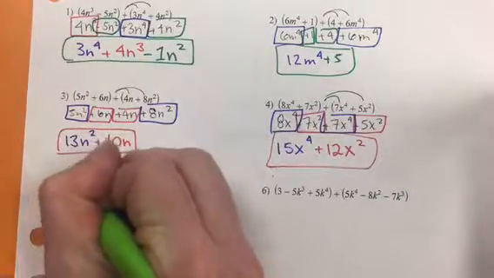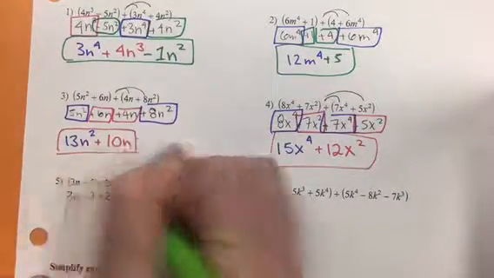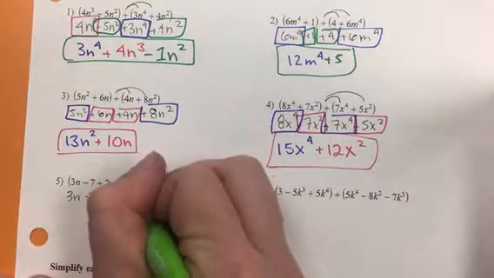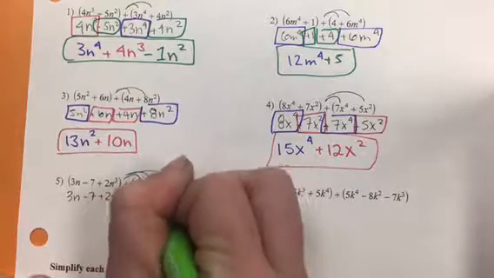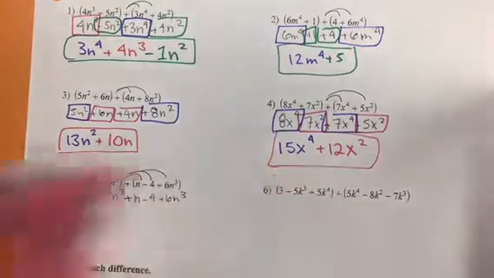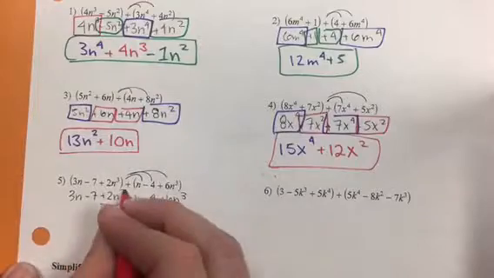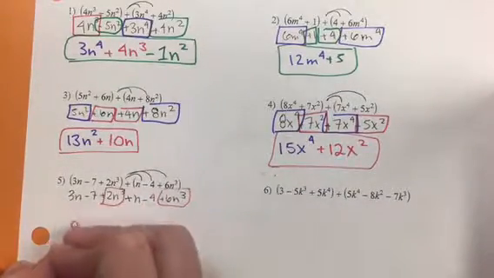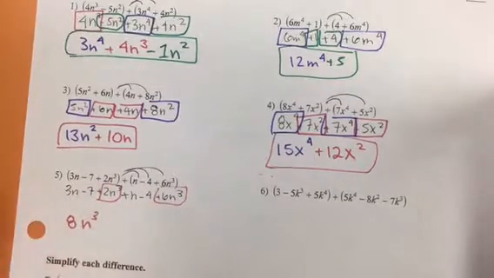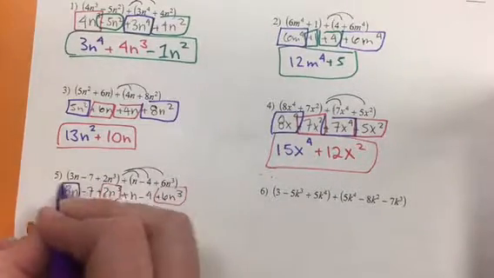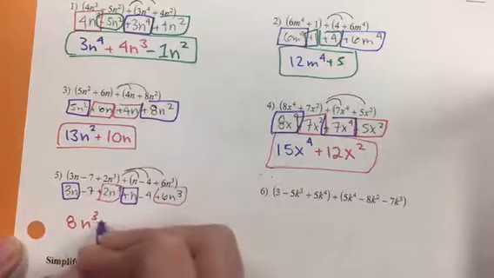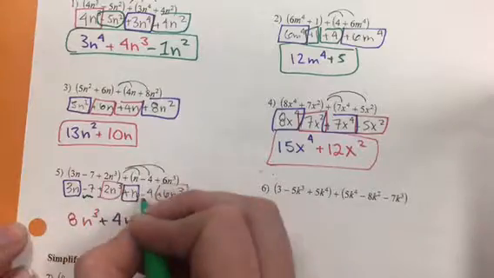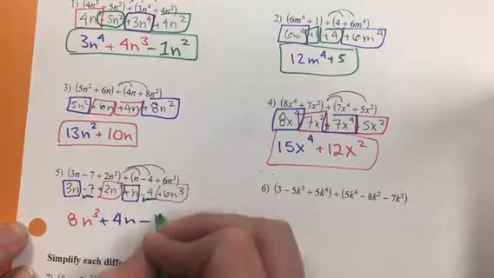We have 3n minus 7 plus 2n cubed. Distribute that positive, so my signs are going to stay: positive n, negative 4, positive 6n cubed. Cubed is our biggest power. 6 and 2 make 8. 3n and 1n make a total of 4n. Negative 7 and negative 4 make negative 11.